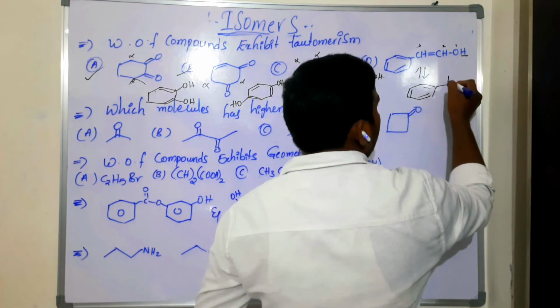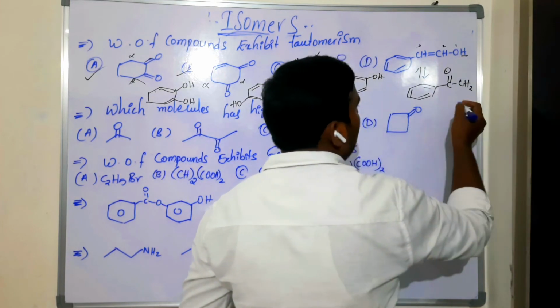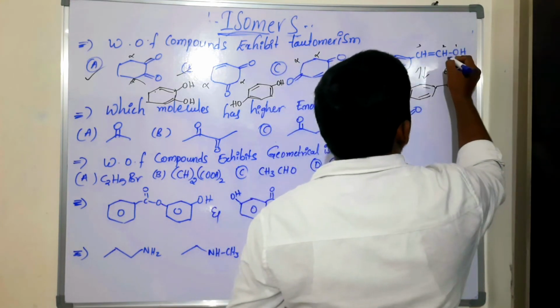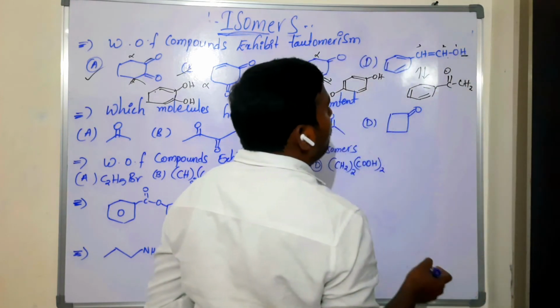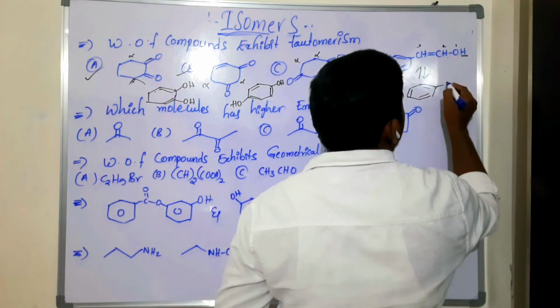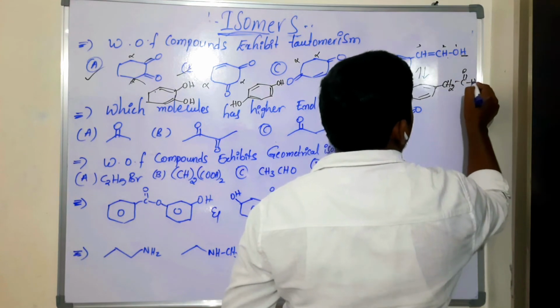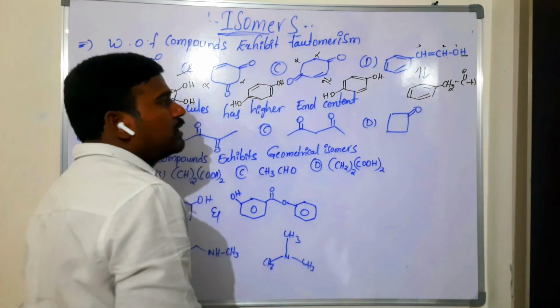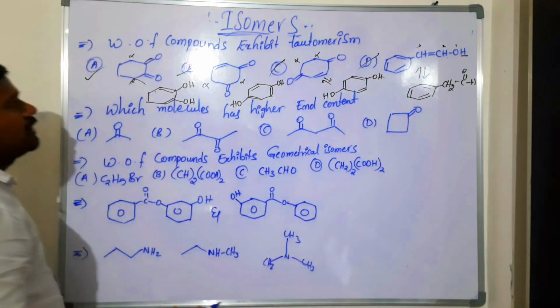So here, double bond O CH3. Sorry, here it is CH, C double bond O. Now the 1,3 proton shift will be, sorry, here it is CH2, C double bond OH. That is the tautomerization product. All compounds are participating in tautomerism.